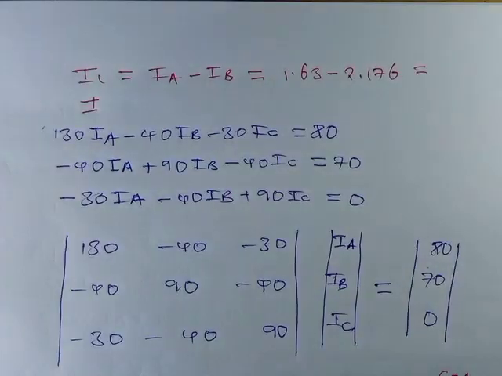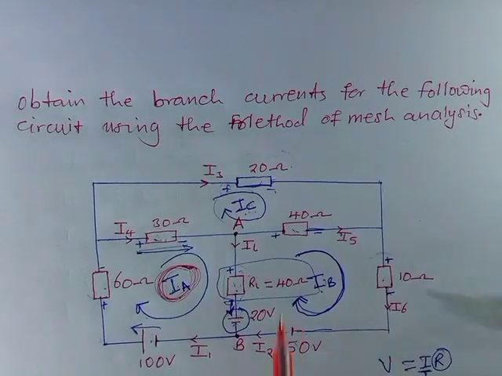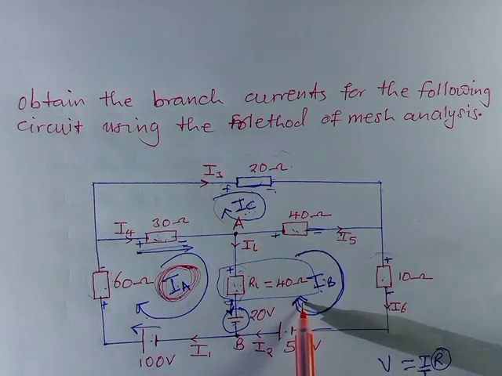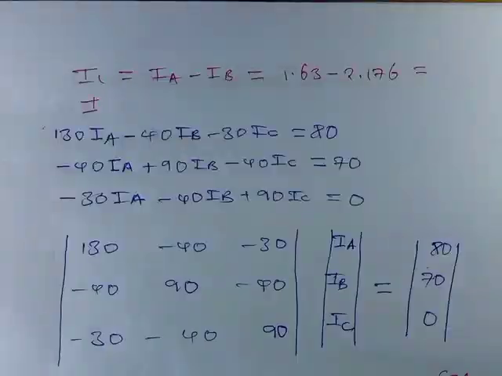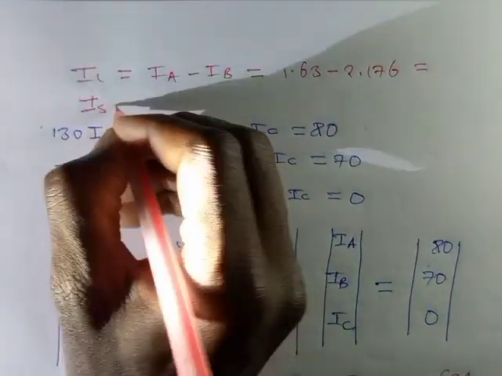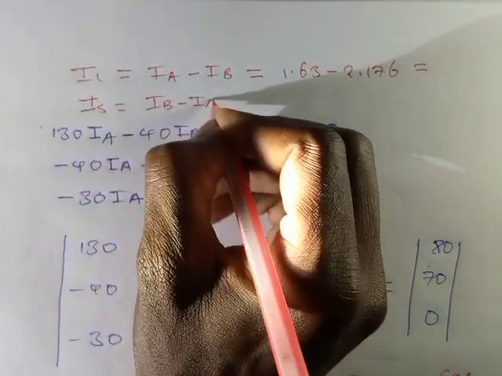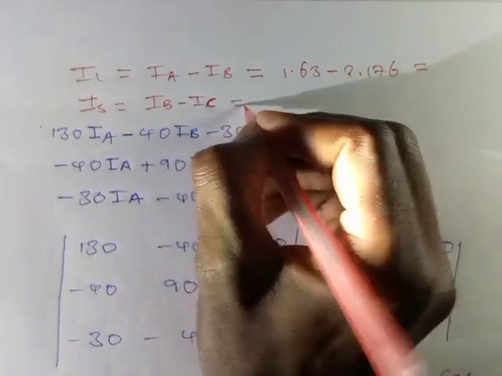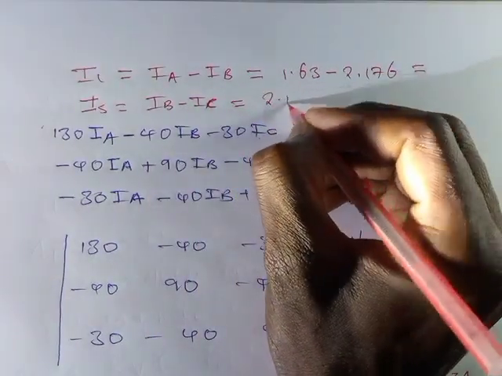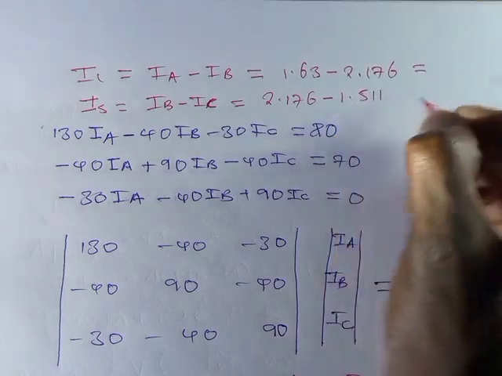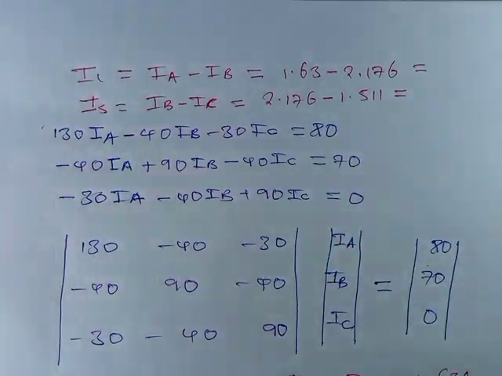Then I5 has to be equal to what? I5 has to be equal to IB minus IC. So I5 has to be equal to IB minus IC, which is equal to 2.176 minus 1.511. You get your answer there.